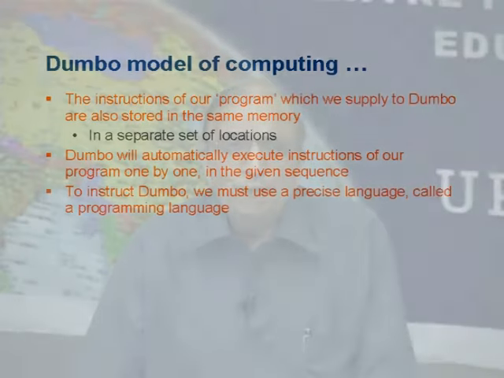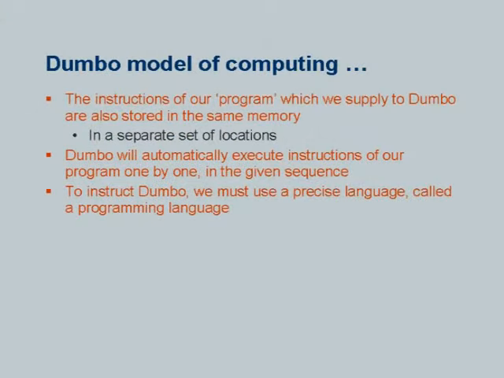It is perhaps useful to emphasize that this separate set of locations do not constitute a physically separate memory, but rather maybe an equivalent of two cupboards or three cupboards instead of one cupboard, or portions of a cupboard being used for storing data values and other portion being used for storing instructions. Equally importantly, we state or restate that whenever we give a program comprising of instructions that we have written for Dumbo, Dumbo will execute these instructions one by one automatically and in the given sequence.